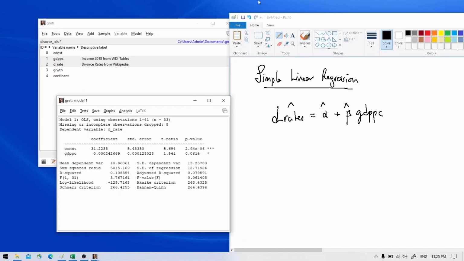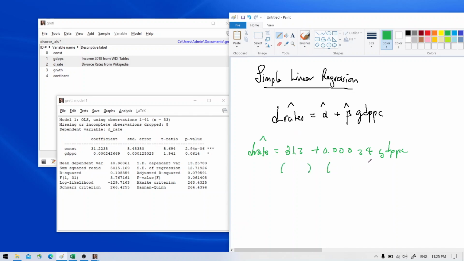So how do we write this result? Let's try that. We can write it down as drate is equal to the constant, 31.2, plus the coefficient on income, 0.0002 times GDP per capita. We can put a hat up here. Usually what we put down here are the standard errors: 5.48 for the constant, and for beta, 0.00001. So this is how we would write the regression model.